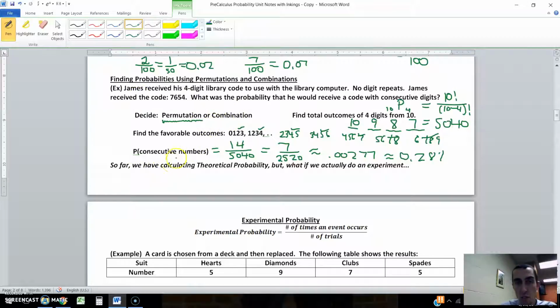So far we've done theoretical probability, and in the next video, part 2, we're going to do experimental probability, which is the sort of probability that comes from data from experiments.